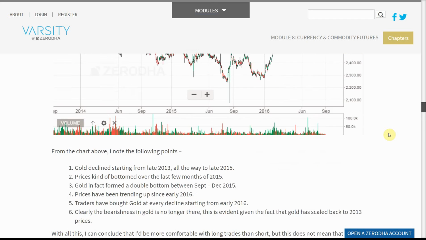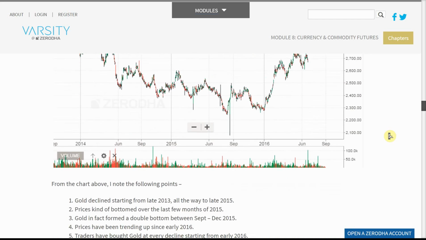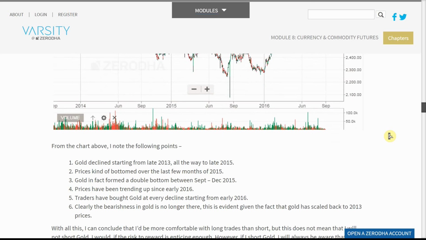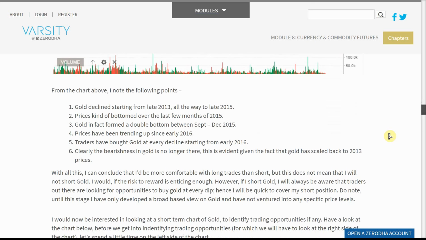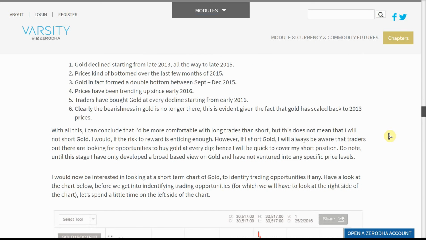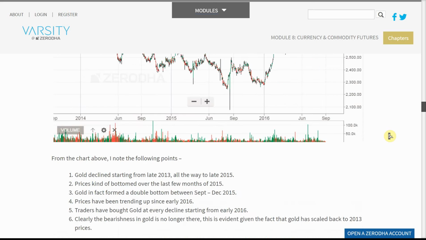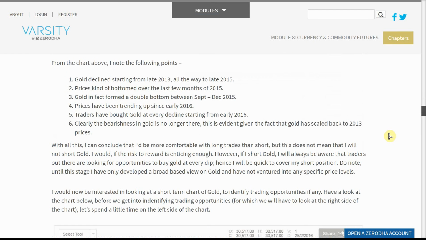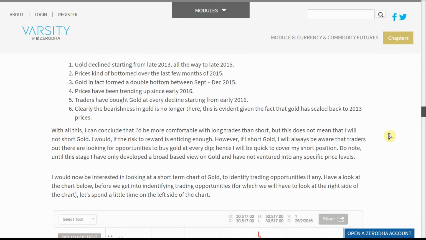Traders have bought gold at every decline starting from early 2016. Clearly the bearishness in gold is no longer there. This is evident given the fact that gold has scaled back to 2013 prices. With all this, I can conclude that I'd be more comfortable with long trades than short. But this does not mean that I will not short gold. I would, if the risk to reward is enticing enough.